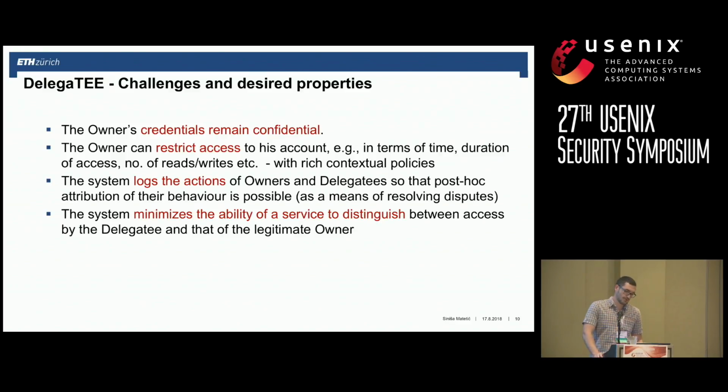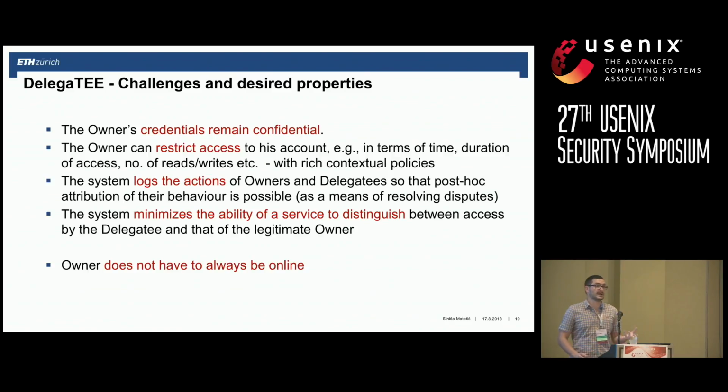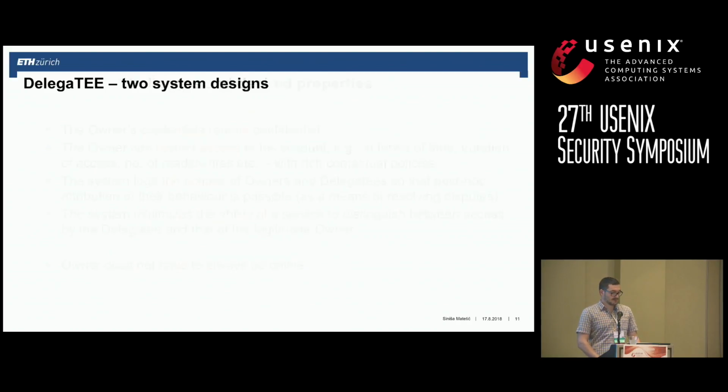Third, the system itself, so the service provider, should not be able to distinguish from the usage patterns whether it is the real credential owner or somebody with delegated access using the account. And lastly, we don't want the owner to be always online. So we don't want the owner itself to be the proxy of such a connection. We want an owner to give access rights and credentials, and then connect, disconnect, and continue.